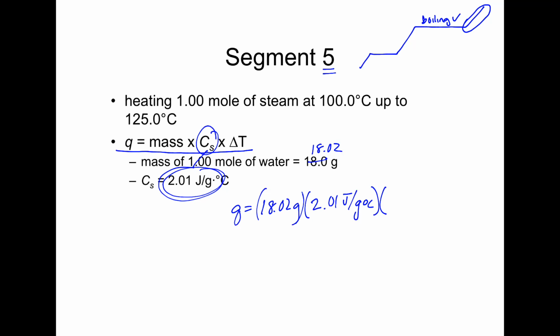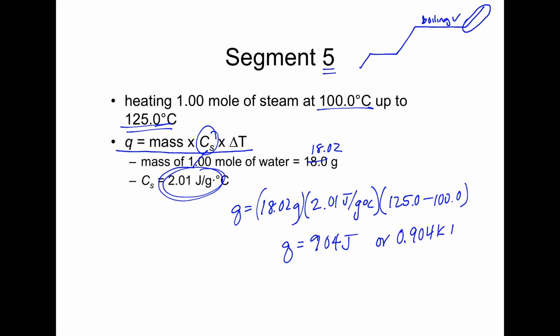And now I have to do my delta T. It's always T final minus T initial. I'm trying to get to 125 degrees from 100 degrees. So 125 is my final, 100 is my initial. And when I do that on my calculator, I got 904 joules, or 0.904 kilojoules.